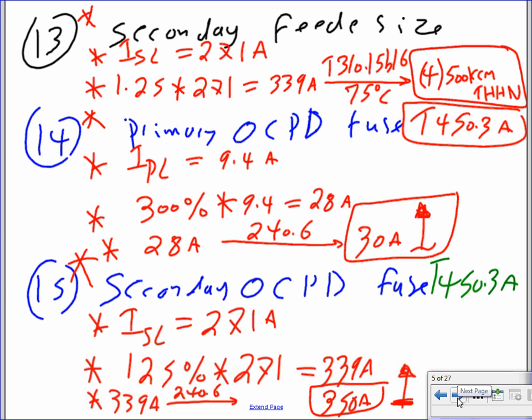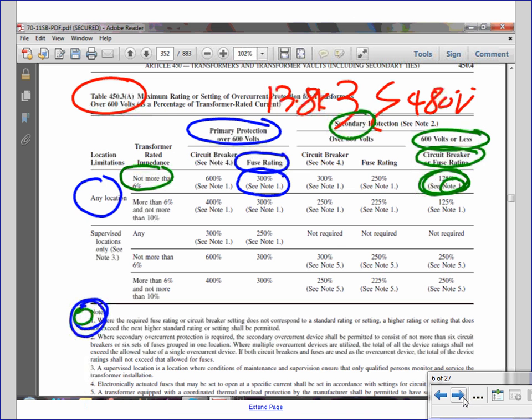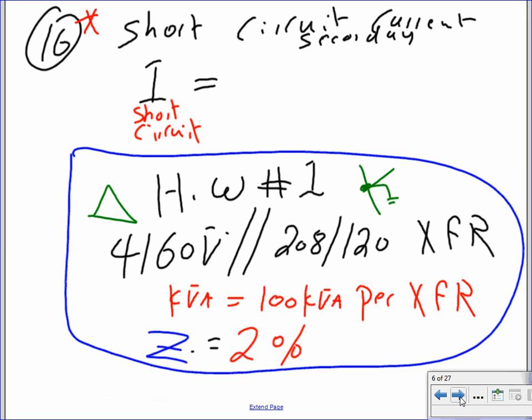Am I going too fast, by the way? Too slow? Easy? Okay. There you go. We went through this table. Make sure you know how to use it.